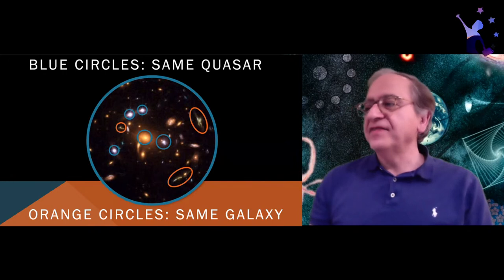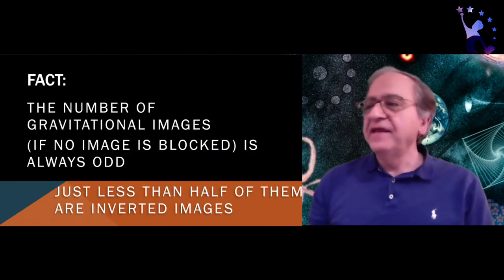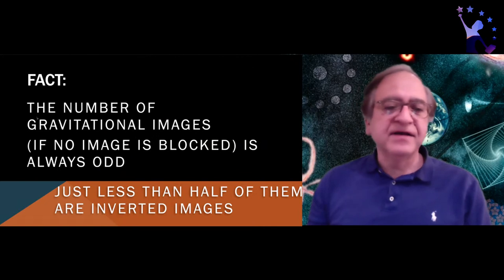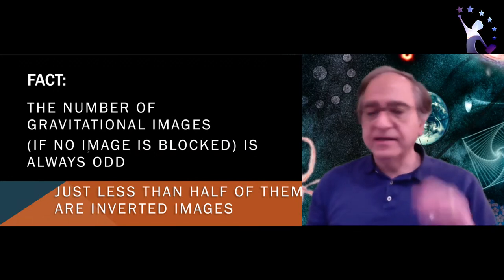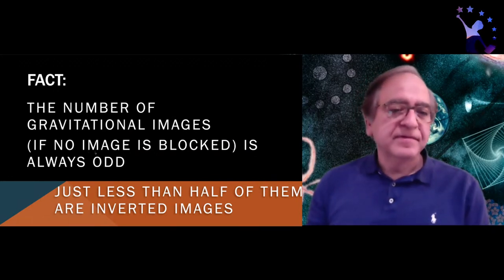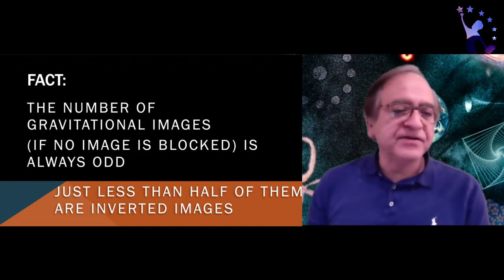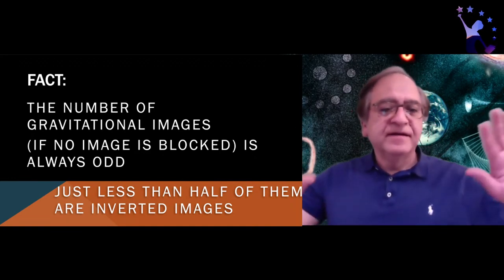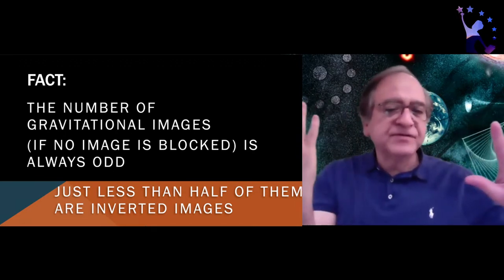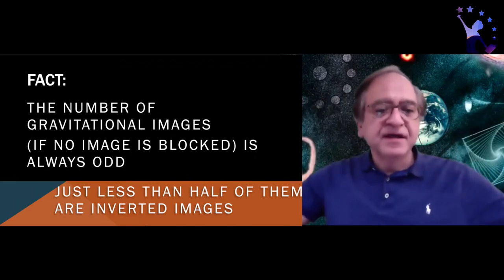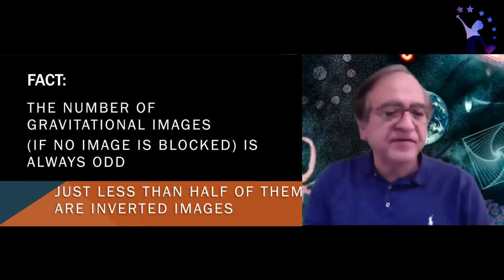Notice that there are five and three, these odd numbers. And in fact, there's a good reason. It turns out that the number of gravitational images is always odd, assuming that the light doesn't get blocked. Generically, they're always odd. And moreover, just less than half of them are inverted images. So for example, if you have three images, two of them are normal and one of them is reflected. Or if you have five images, three of them are normal and two of them are inverted.